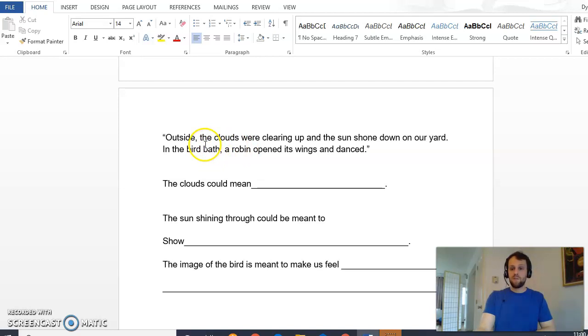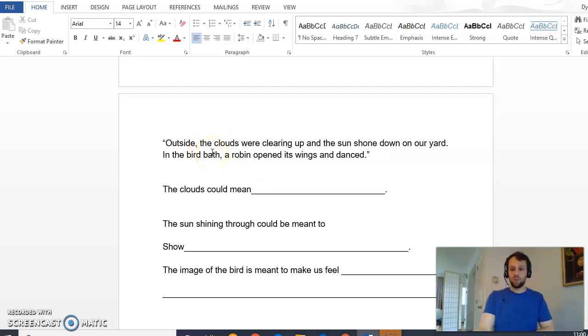But say, for instance, this was the last sentence in a story. Especially in that case, we have to think, okay, the author is choosing to leave us with this image. And so we have to think that it has something to do with more than just the weather, more than just a bird taking a bath. There's got to be some deeper meaning to it. So how do we figure out what that is? It's through analysis. And we're going to analyze it by breaking it down into different parts.